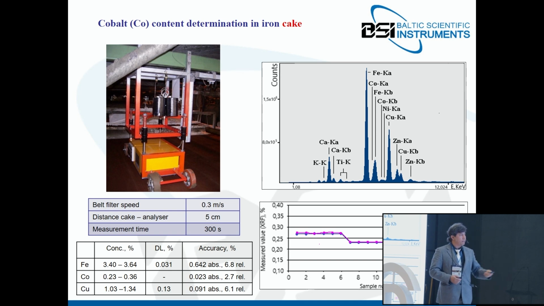Here are the parameters of the measurement and the spectrum that we obtain. So we have 8 elements here. The peak of the element of interest is overlapping with one of the peaks of iron, so we had to perform a different analysis, but at the end we obtained cobalt in a concentration from 0.23 to 0.36%. We had very good results. And again, we can see the comparison with the laboratory, and the agreement between the results is very good.